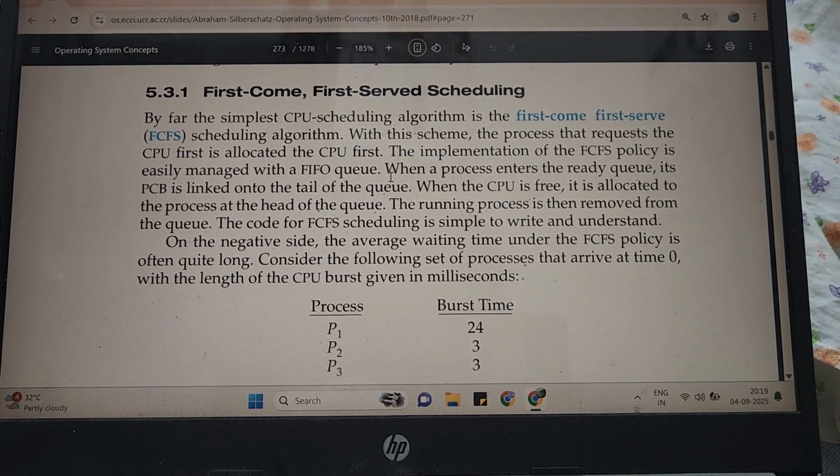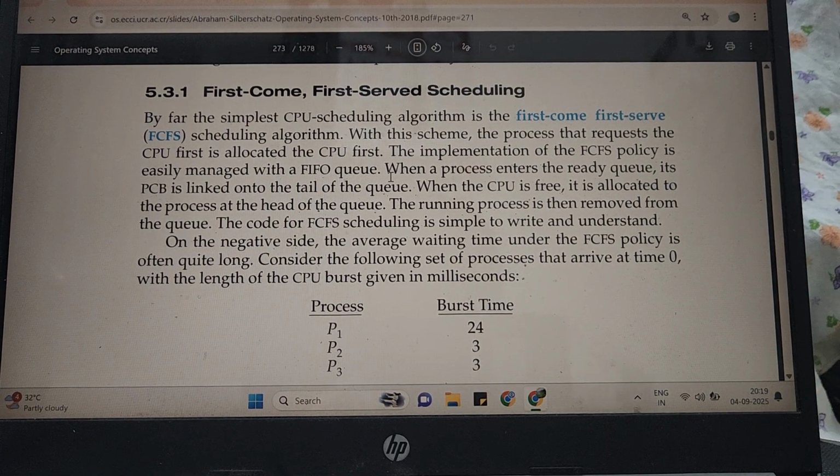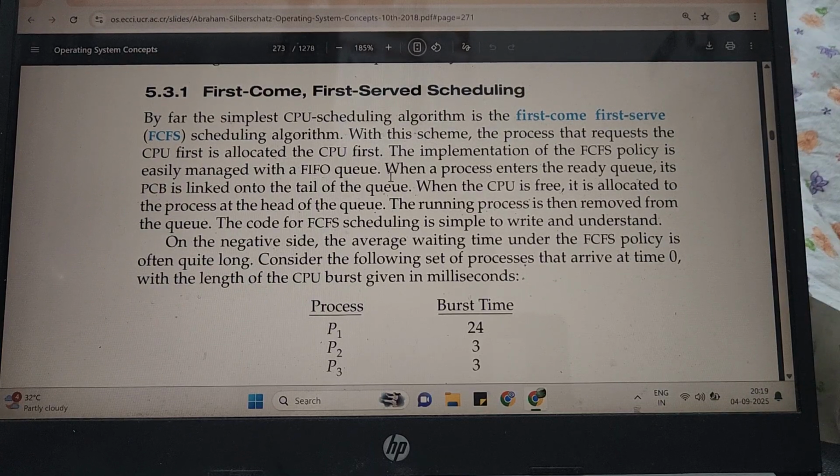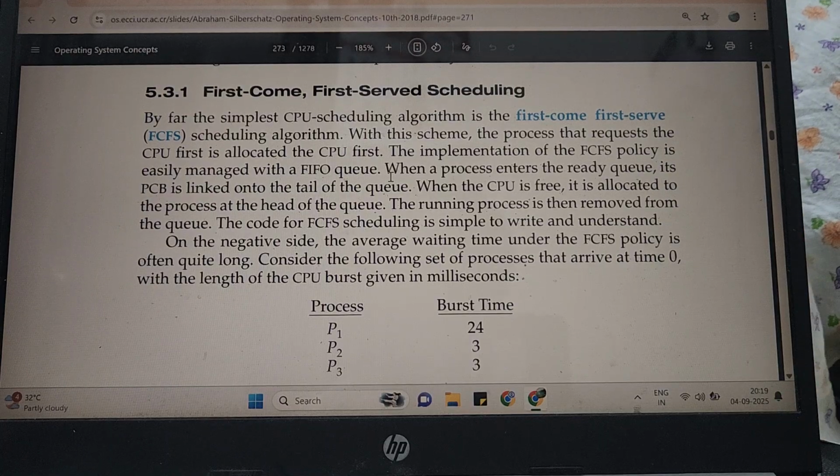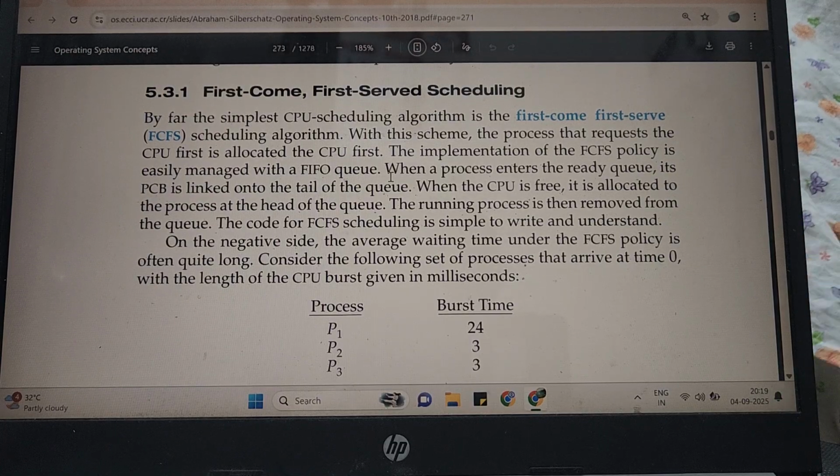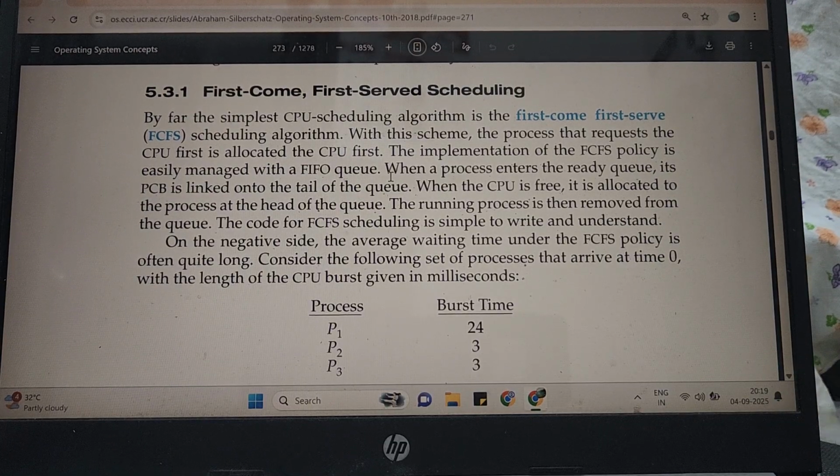Okay, now we start with the various scheduling algorithms. What is a scheduling algorithm? Scheduling, as you know, is how you decide the sequence in which the various processes get executed. So a scheduling algorithm tells you which process to pick at each step.